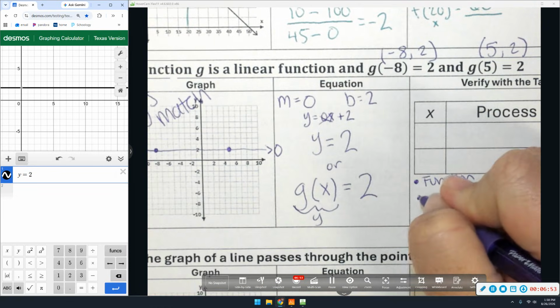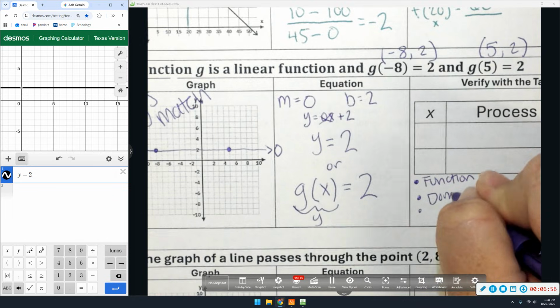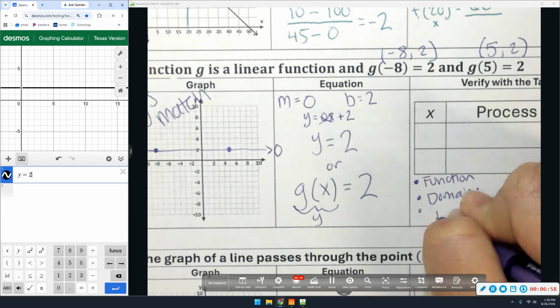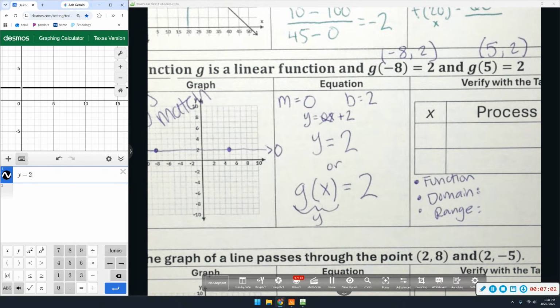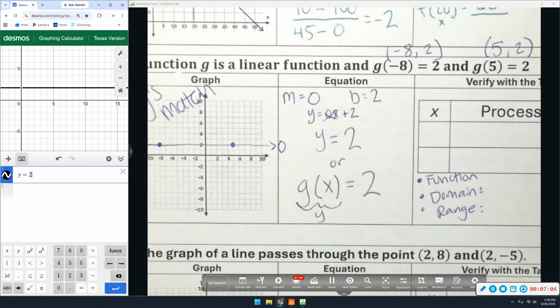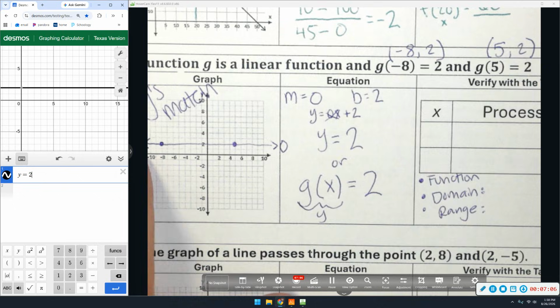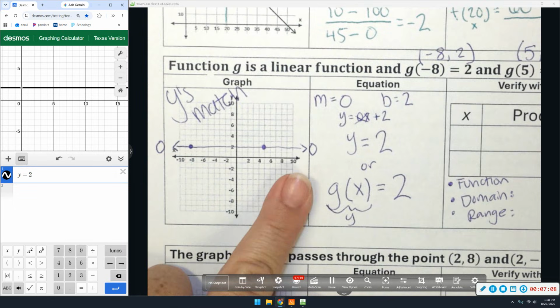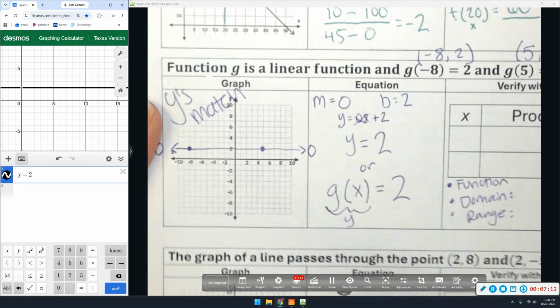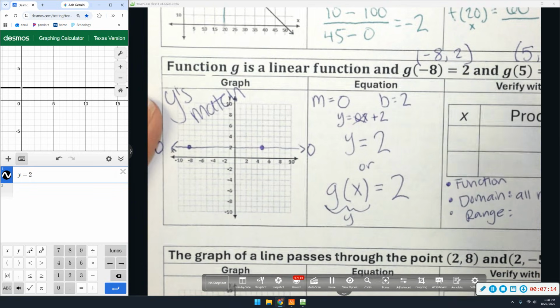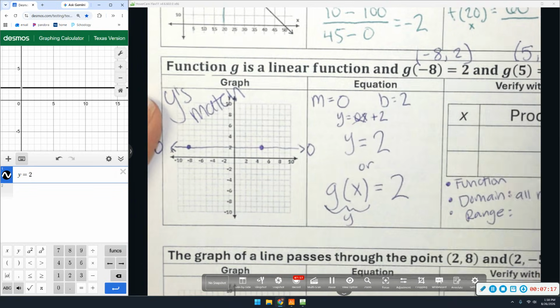And then domain and range. We're going to talk about that. Domain, range. Well, my domain is my side to side. What's the farthest left this goes? Does it go left forever? Does it go right forever? So who remembers what that means? All real numbers. My domain is all real numbers.